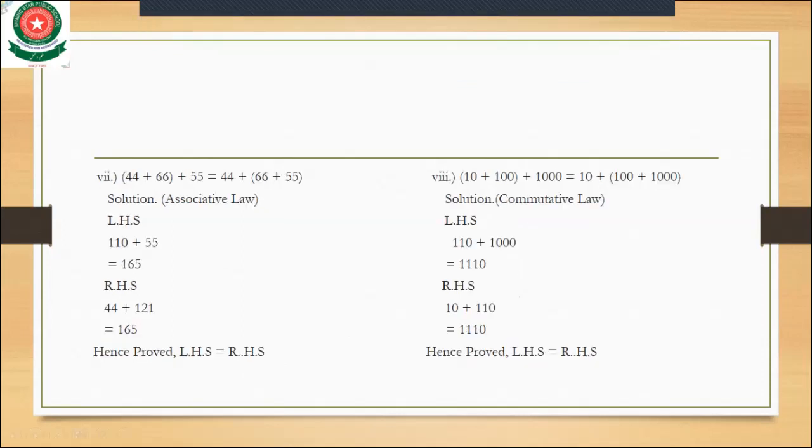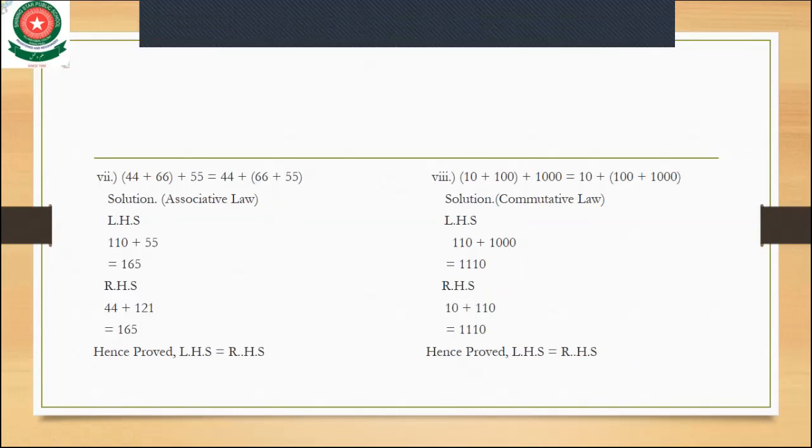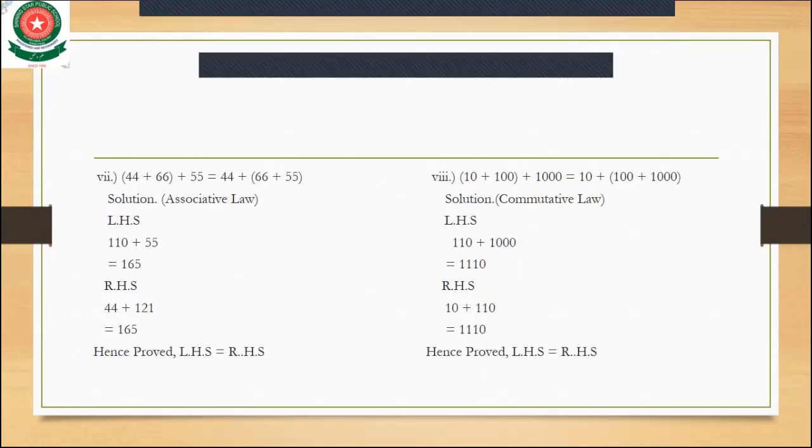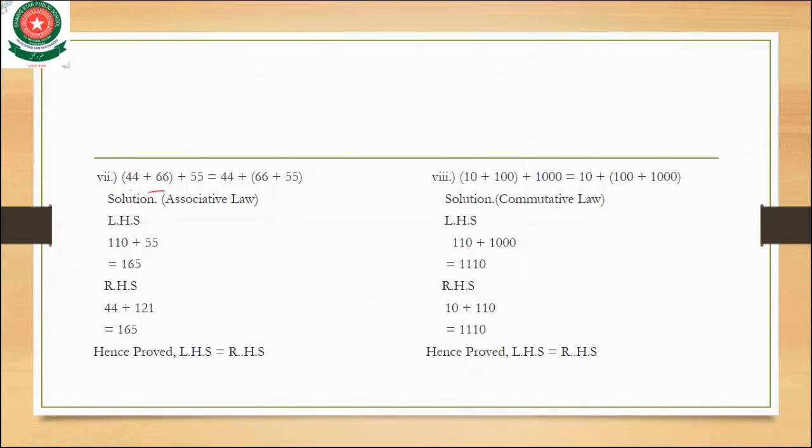So come to part number 7. Part number 7 is 44 plus 65 and then plus 55. First of all, you will identify which law this is. This is the associative law because it can add three numbers, 1, 2, 3. Okay, it can add three numbers.